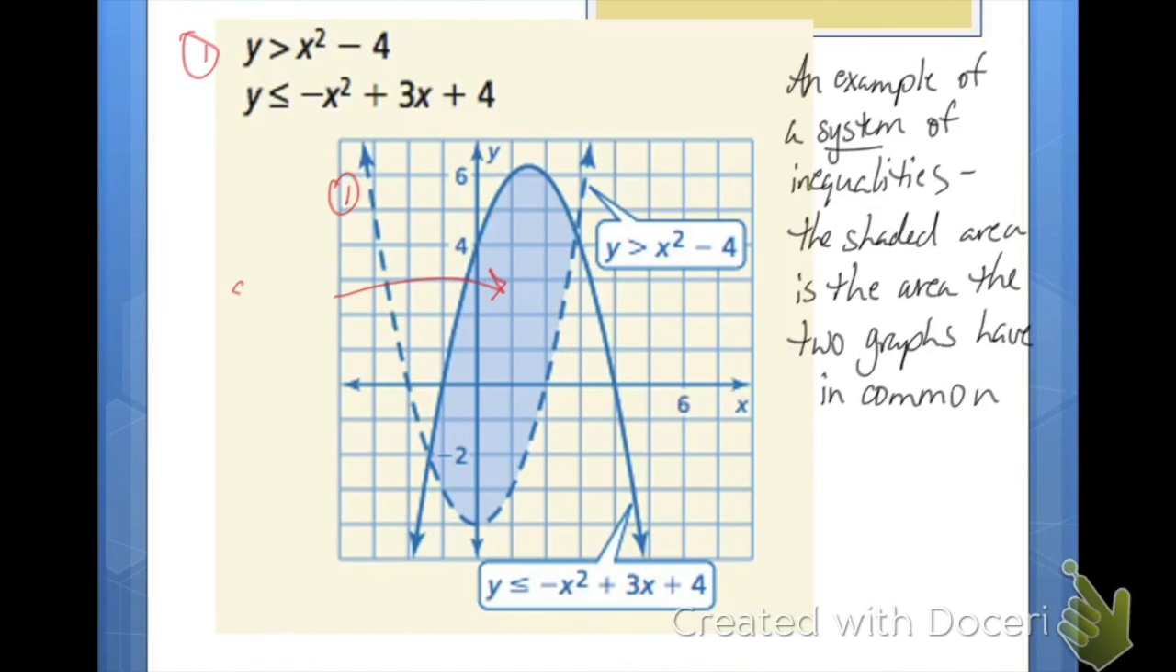And then the second graph is y is less than or equal to that parabola. Notice it's less than or equal to, so we need to shade below. And then the common area is that little oblong, almost an oval shape there, that is shading above the first parabola but also below the second one. So we're going to shade the area that is in common.